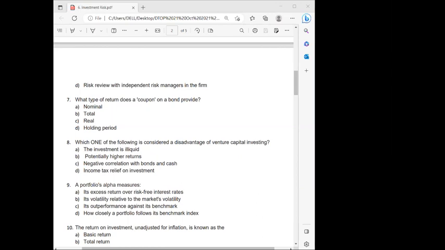Right, I've got only 6 responses. Let's see the last question today. Question number 7. What type of return does a coupon on a bond provide? Nominal, total, real, holding period. I think it's very clear and obvious. We discussed this. On the face value, right? When you hold the bond, what you get is nominal return, right? The coupon is a nominal return. So out of 6 responses, 4 have given the correct answer.